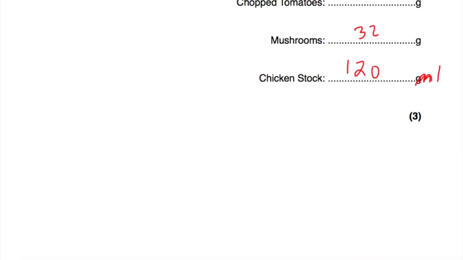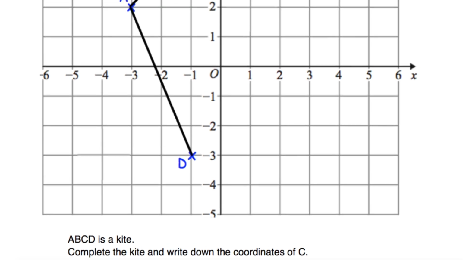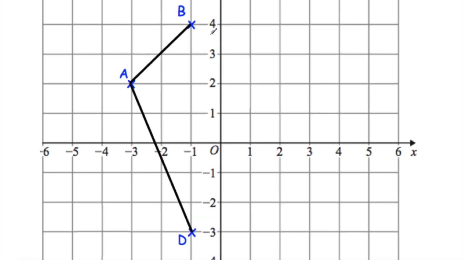Okay, next question, question number 6. Question number 6 is coordinates, and we're told that ABCD is a kite. Now remember, a kite has a line of symmetry. So this would be our line of symmetry. That means that if A is 1, 2 to the left of the line of symmetry, then C, if we go back to the line of symmetry, would be 1, 2 to the right.